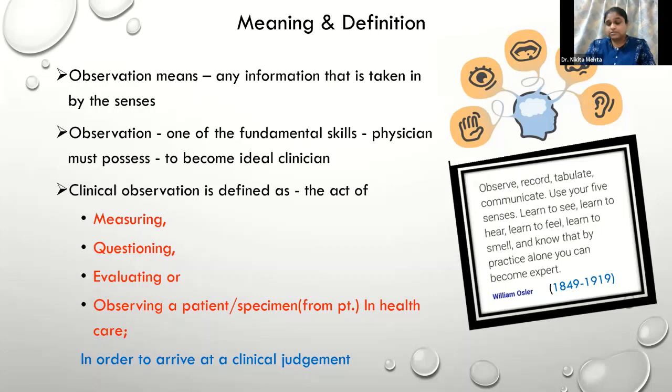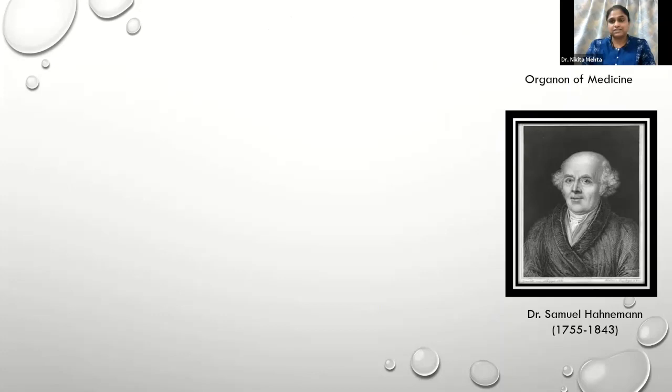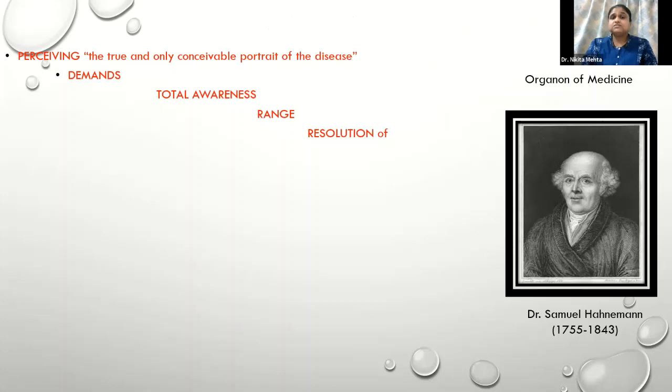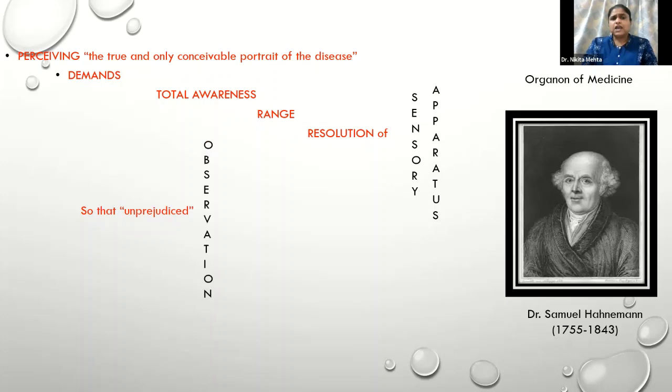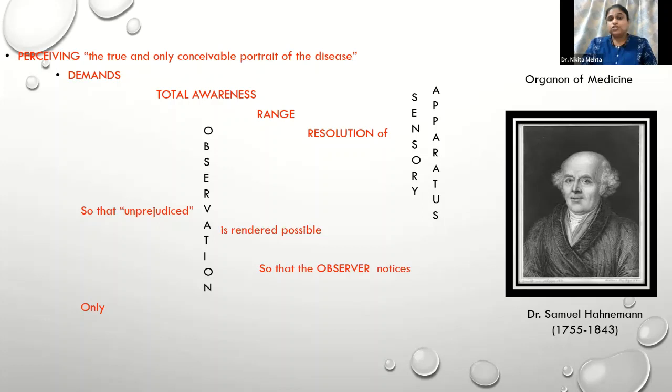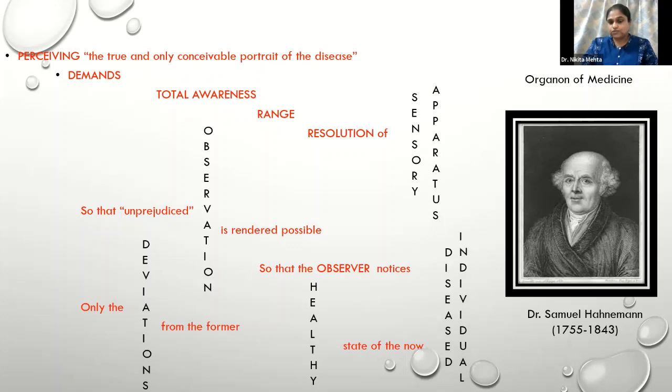But 100 years before Sir William Osler, our master, Dr. Hahnemann, in his magnum opus, Organon of Medicine, mentions that perceiving the true and only conceivable portrait of the disease demands total awareness, range, and resolution of sensory apparatus, so that unprejudiced observation is rendered possible, and so that the observer notices only the deviation from the former healthy state of the now diseased individual. So what does Dr. Hahnemann mean by this in aphorism 6? Let us understand that through cases.